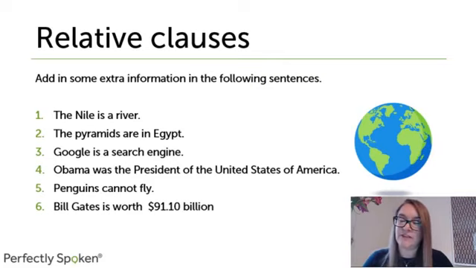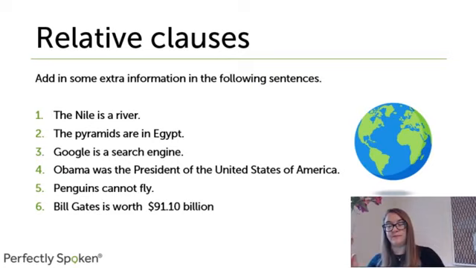So as with the previous slide, when you're adding your extra information, think about what you are talking about. Is it a situation? Is it a person? Is it an object? And that will guide you as to which pronoun to use. So the Nile, extra information, is a river. Pause the slide and see if you can give me some extra information about these 6 topics.